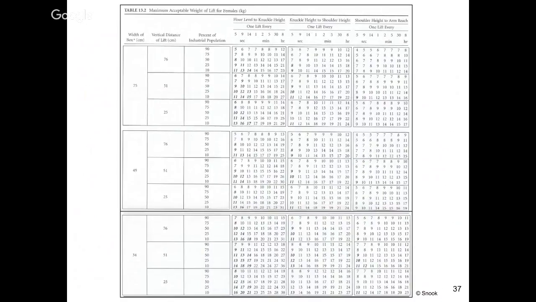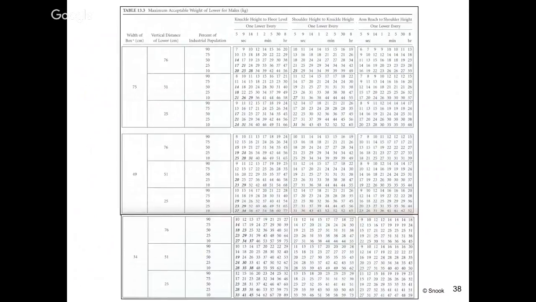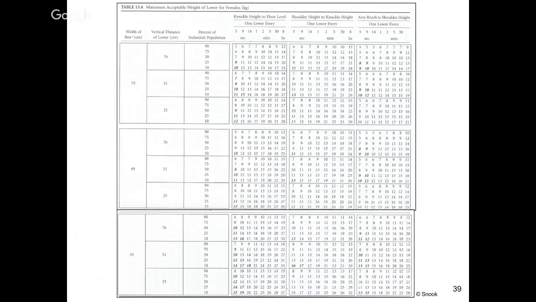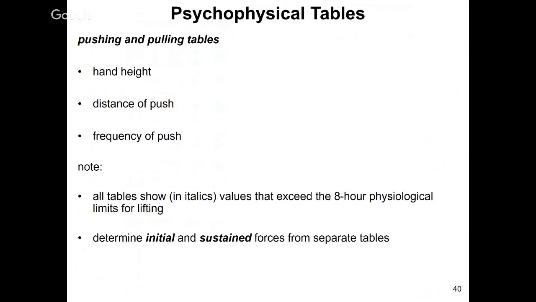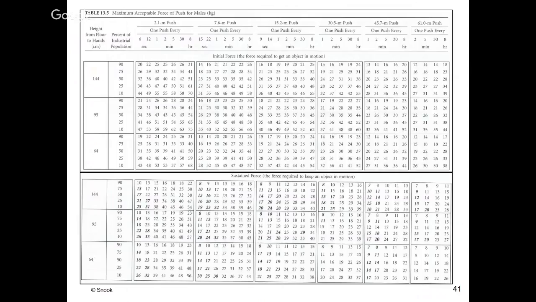So you can see the first two tables are for lifts. These are for lowers, lowering, and there are also tables for pushing and pulling, and we care about the hand height, the distance of push, and the frequency of the push. So we'd use these in a similar way. I'm not going to walk through it this time, but after you look at it for long enough, you kind of get the idea, and you can figure it out.